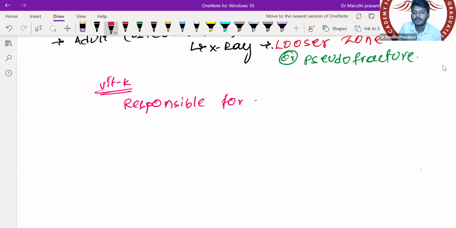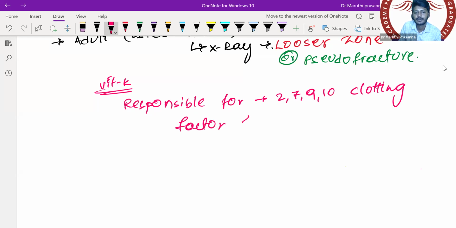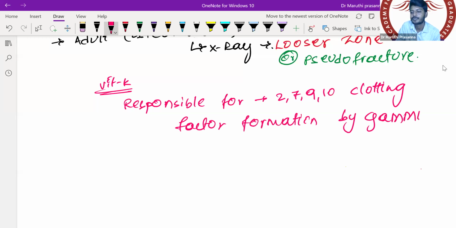Responsible for formation of what? Responsible for the formation of clotting factors 2, 7, 9, 10. By which process? Formation by a process called gamma carboxylation.